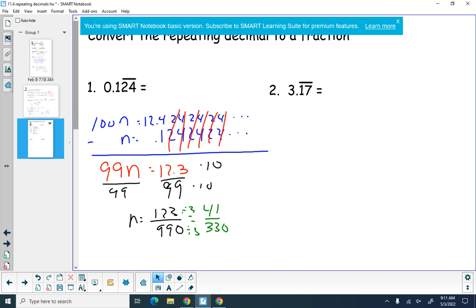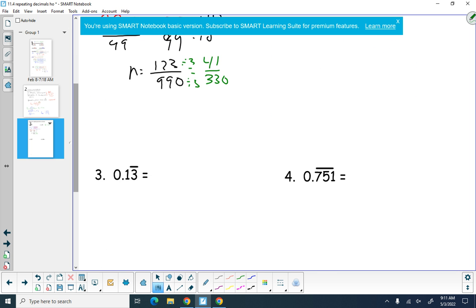Second one here, Sophia Carpenter, what do you come up with? 314 over 99. Anybody convert that back into a decimal? Or I'm sorry, a mixed number. If you convert it back into a mixed number, that would be 317 over 99. Second one, Brandon Shannon, what do you come up with? 2 over 15. 2 over 15. And the last one, what do you get, Owen?